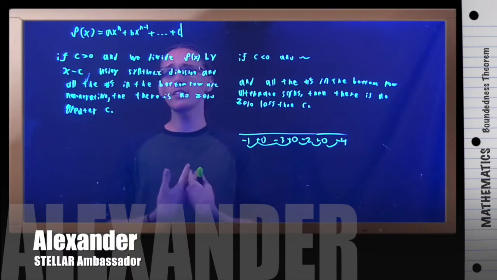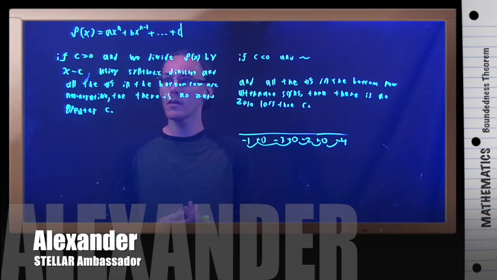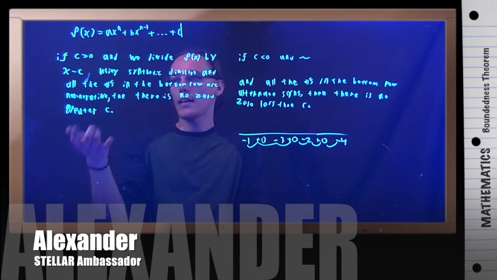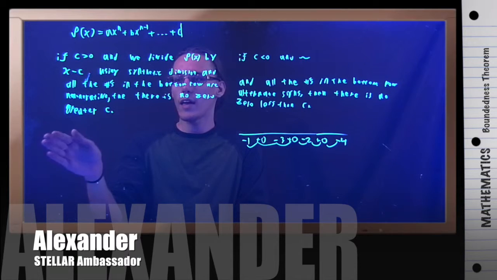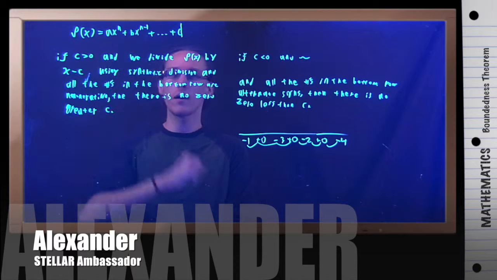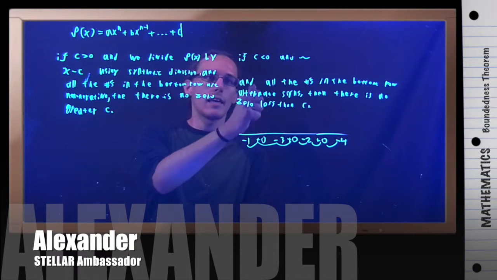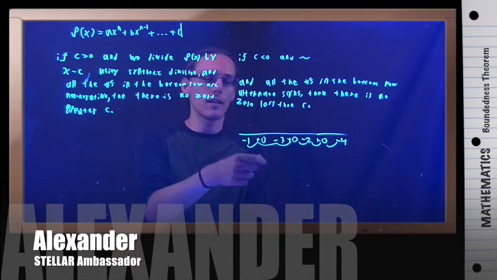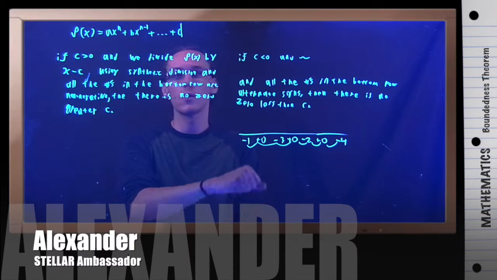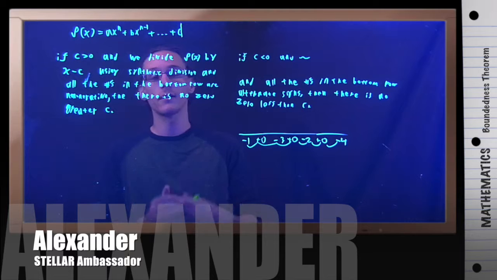So that is it. That is the boundedness theorem. If you have some 0, divide it into the polynomial. And if that 0 was positive and all the bottom row is non-negative, then that's your upper bound. That's the biggest possible 0. And if you take a negative c and you divide it and you get alternating signs in your bottom row, then that's your lower bound. There is no 0 smaller than that. And that is the boundedness theorem.